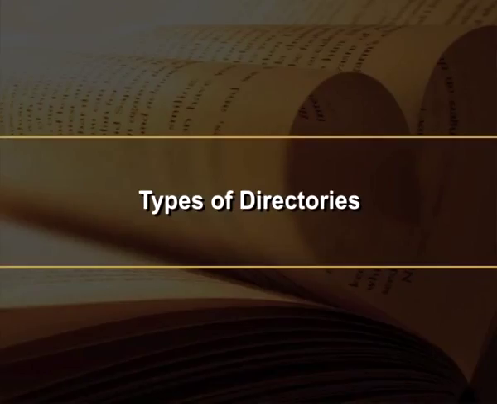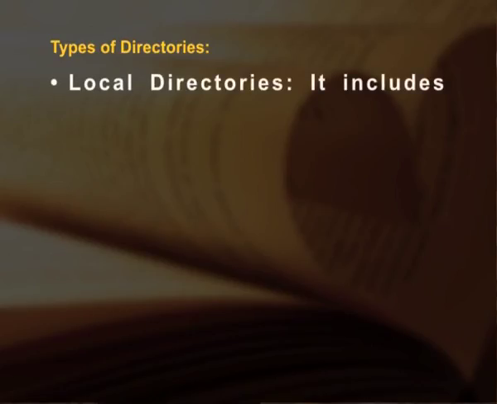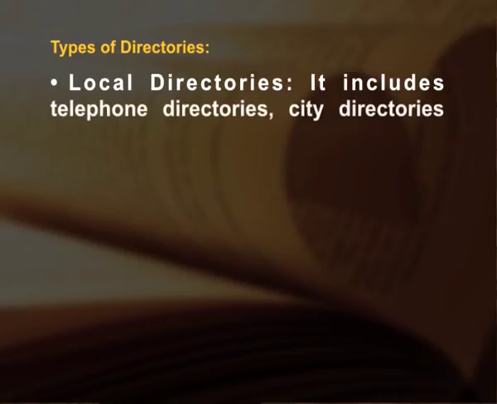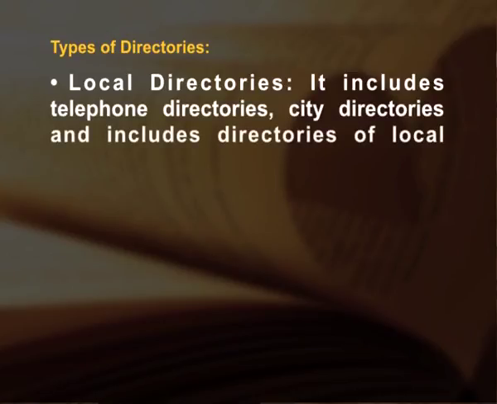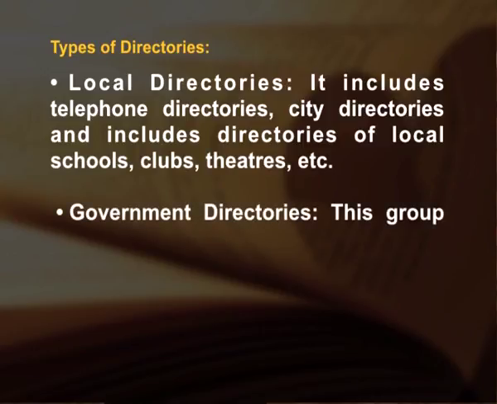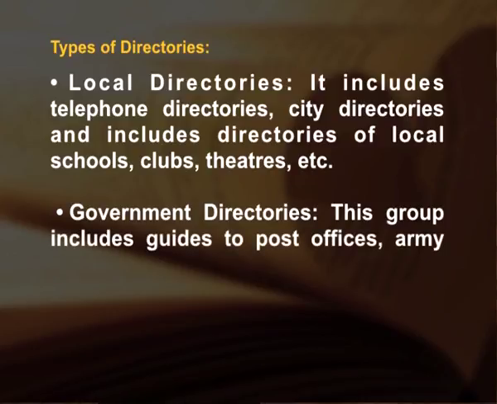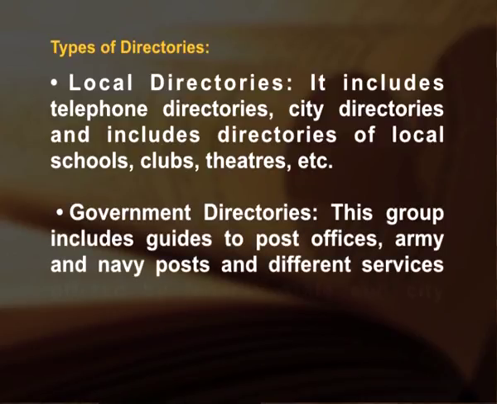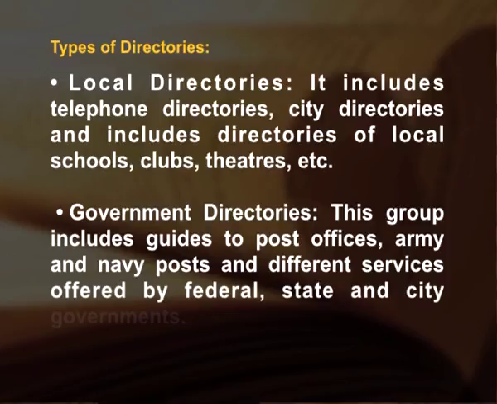Types of directories. Directories can be grouped into 5. They are local directories. It includes telephone directories, city directories and directories of local schools, clubs, theatres, etc. Government directories. This group includes guides to post offices, army and navy posts and different services offered by federal, state and city governments. It also includes international agencies.